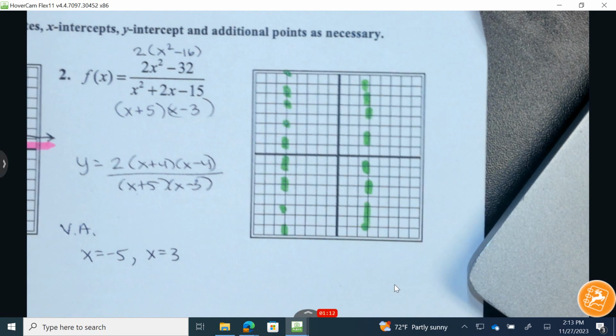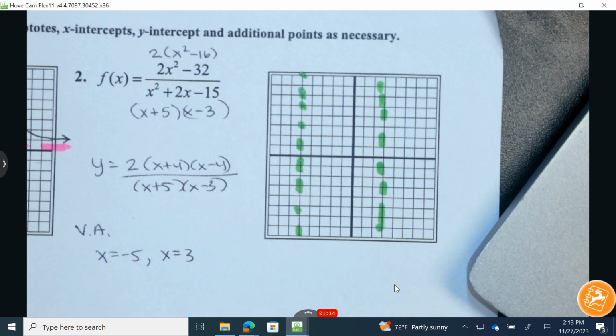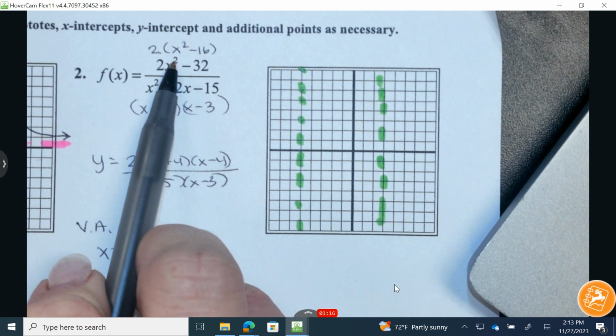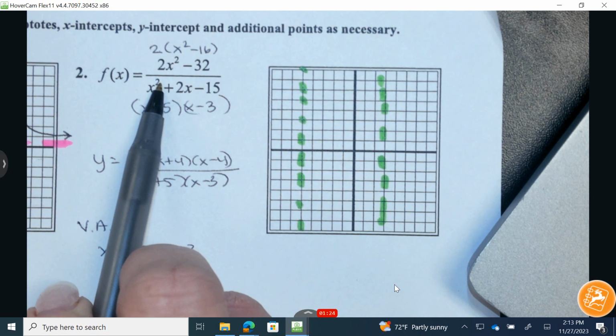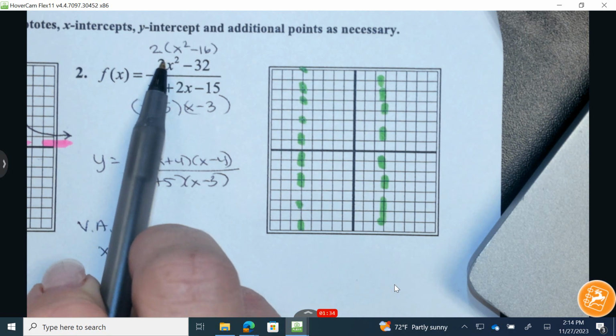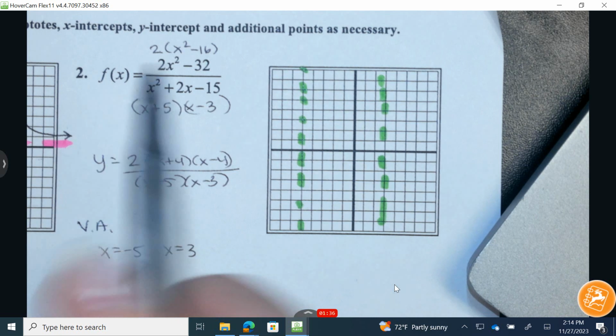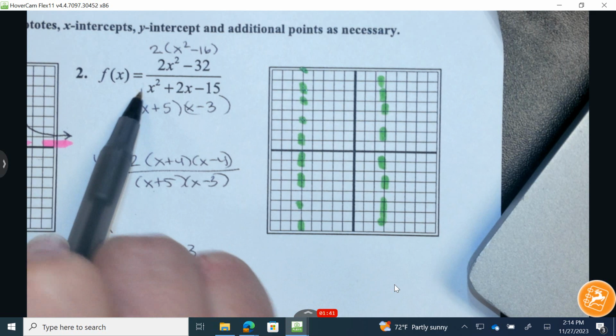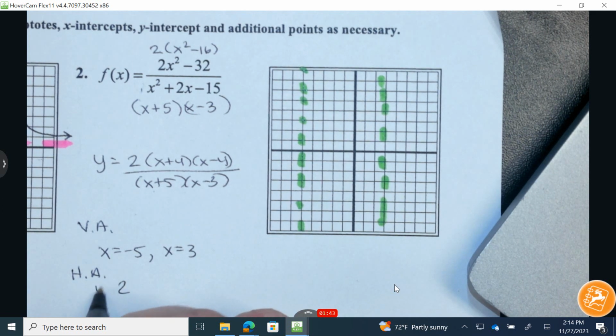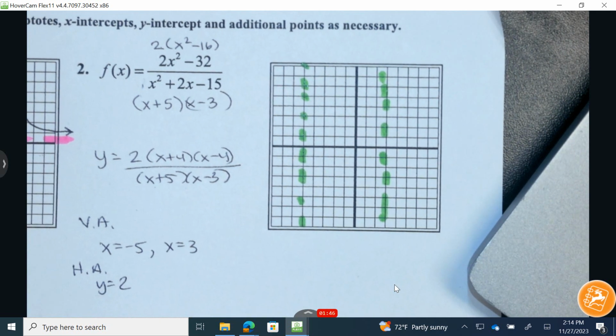Okay? Next, let's focus on the horizontal asymptote. Whenever the degree in the numerator, degree is the highest exponent on a variable, is equal to the degree in the denominator, we're able to identify the horizontal asymptote by creating a ratio. We take the leading coefficient in the numerator divided by the leading coefficient in the denominator. So my horizontal asymptote for this problem is 2 divided by a hidden 1. So 2 divided by 1 is 2, and we want to write it as an equation. So it's y equals 2.